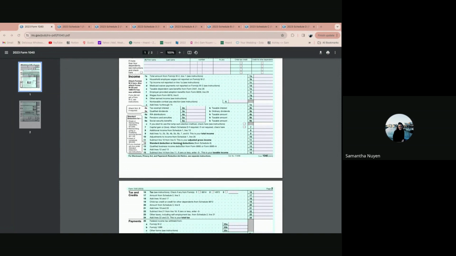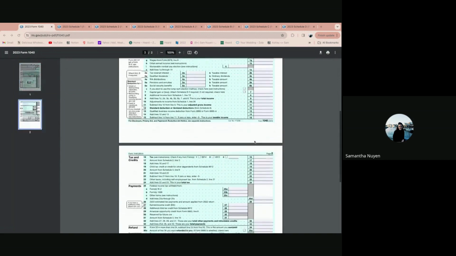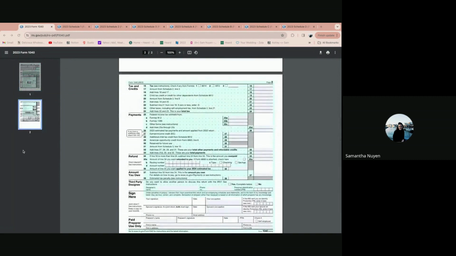In line 12, this would be if you're taking a standard or itemized deduction, and it'll be then broken down onto Schedule A. Line 13, if you have qualified business income deduction and you qualify, this will also be on Form 8995. You would then add these two numbers together for line 14, and then line 15 is your taxable income. We then go over taxes and credits.